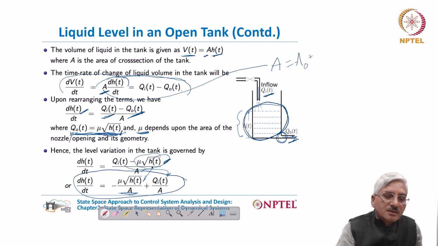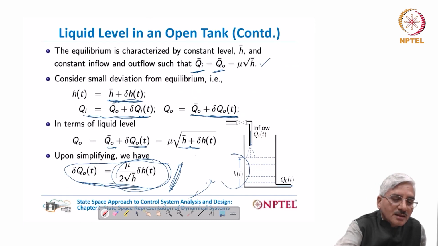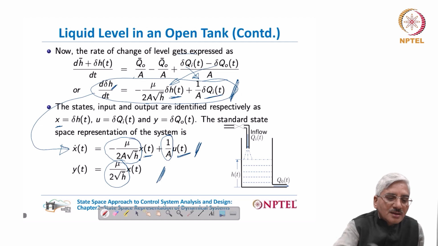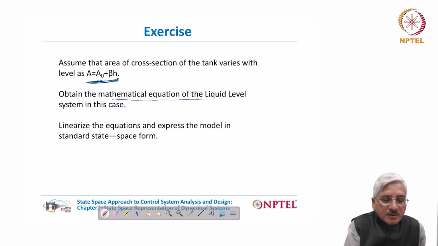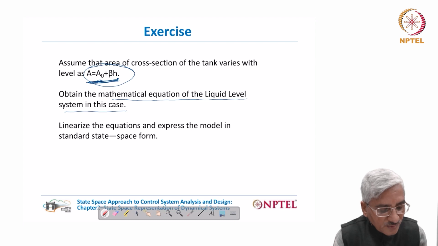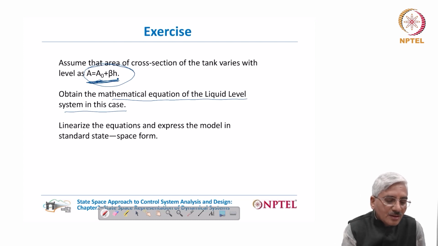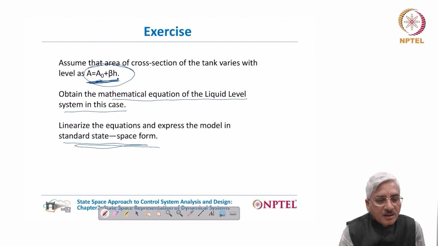And you will repeat the whole thing which was done in this slide, the next slide here, and the next slide here, to obtain the mathematical equation of the liquid level system in this case, where A is varying with height. The area of cross section is varying with the height. And thereafter, please obtain the standard state space form. That completes our third example.